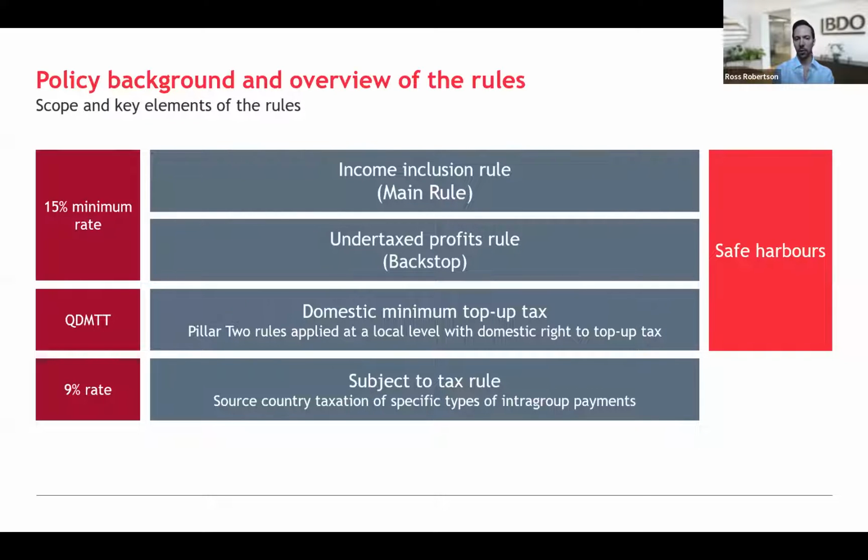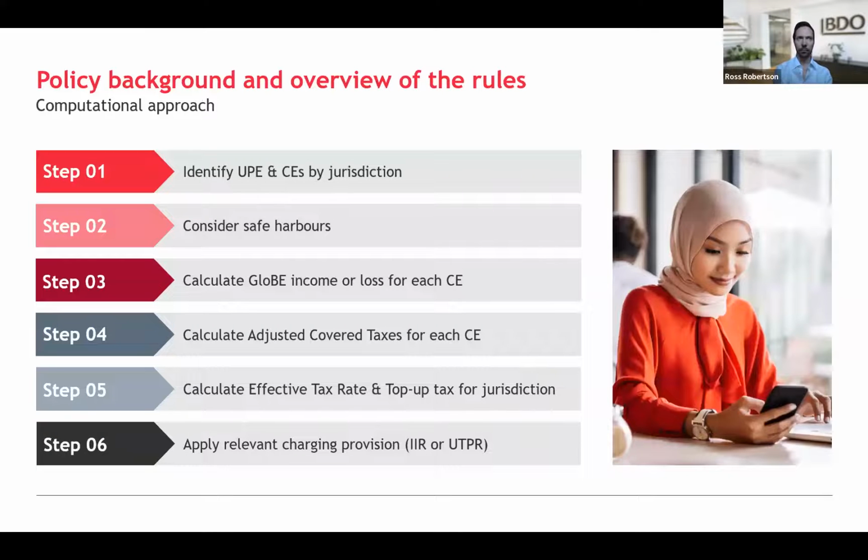So really that's just a question of where the taxing right sits as between the IIR, the UTPR, and the domestic minimum top-up tax. There's safe harbors that apply in relation to those, which we'll go through in a little bit more detail. And there's also a subject to tax rule, which we're not going to cover today, but this provides additional source territory taxation rights in respect of certain low tax profits on certain intragroup transactions that can override current treaty mechanisms. Next slide, please.